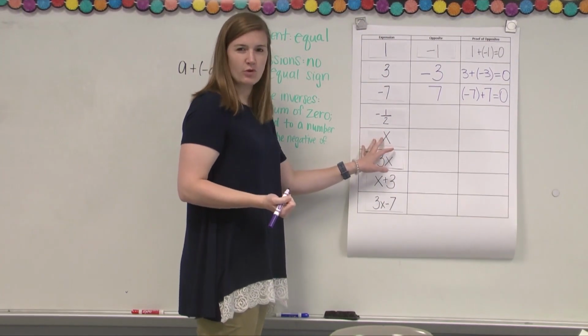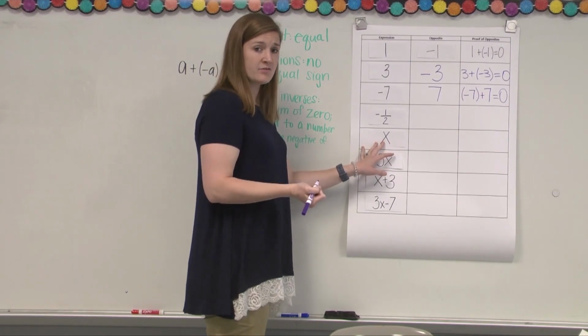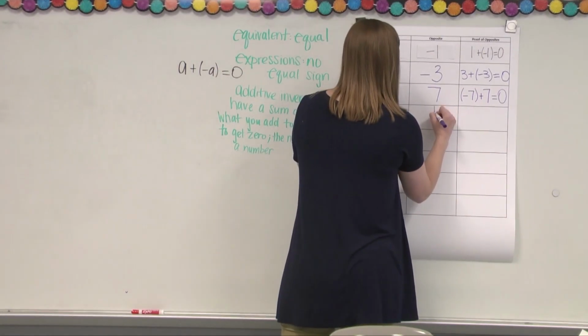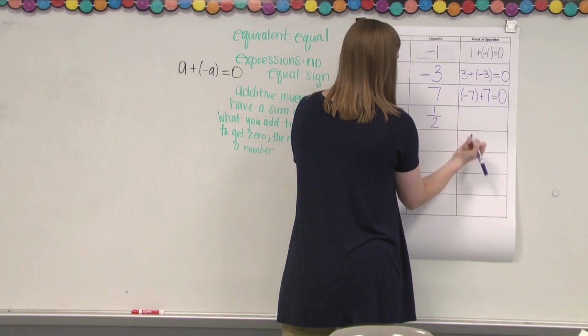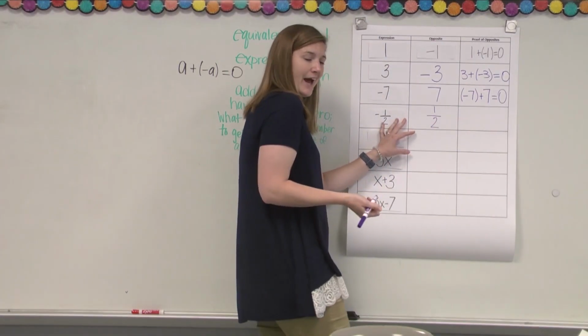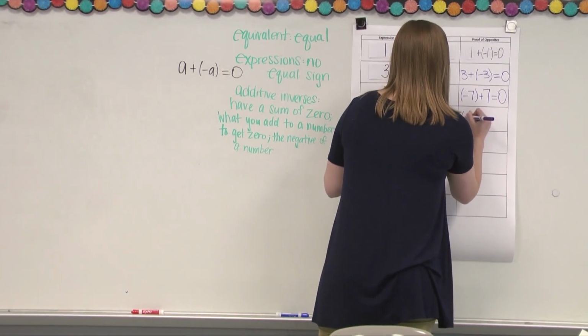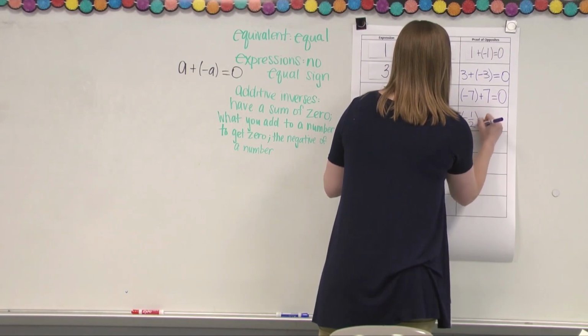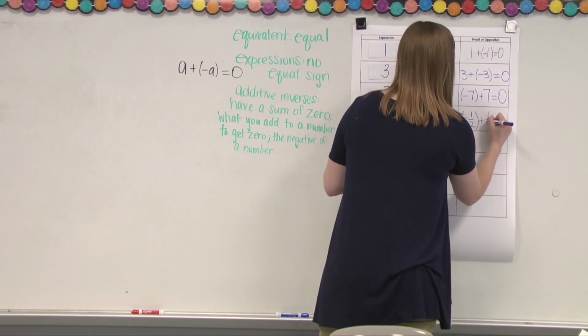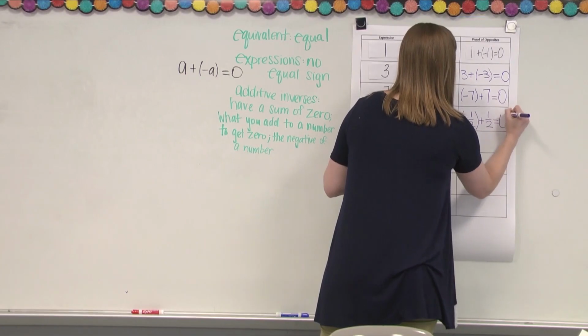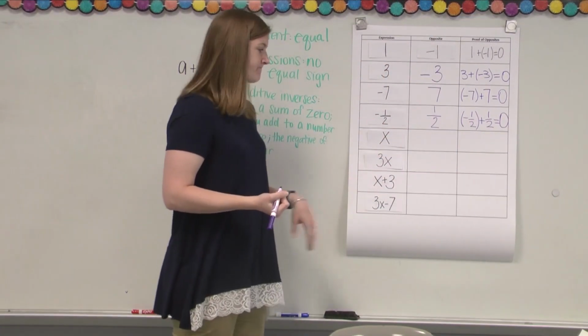Okay, now I've got negative 1/2. The opposite of negative 1/2 is positive 1/2. To prove that they're opposites, I'm going to add them together. So negative 1/2 added to positive 1/2 does equal 0.